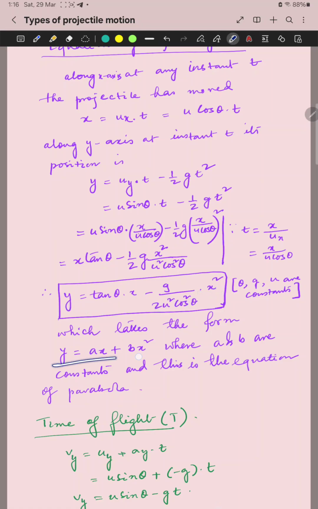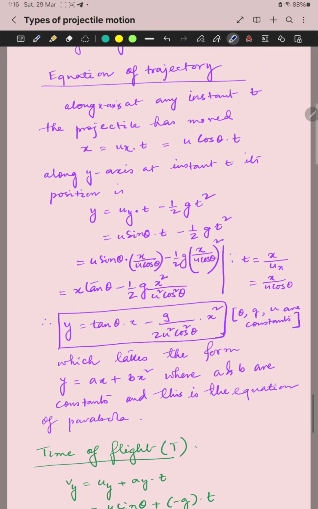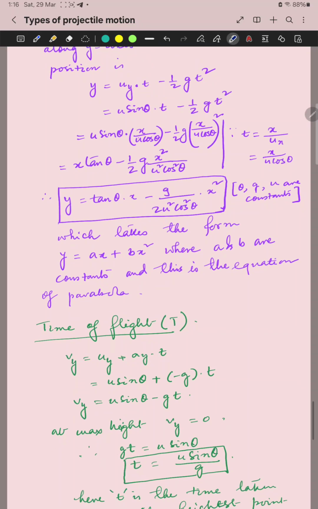Now this takes the form of this equation, y equals ax plus bx square, where a and b are constants, and this is the equation of a parabola. Here also we find that this equation resembles this equation of parabola. So we can say that the trajectory of the projectile is a parabola.